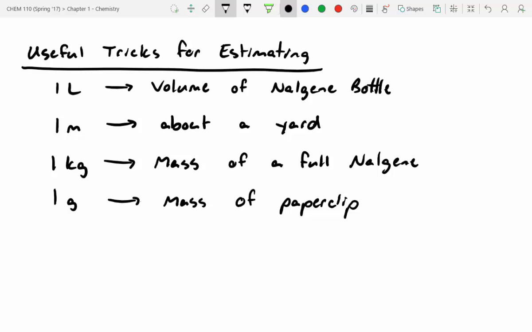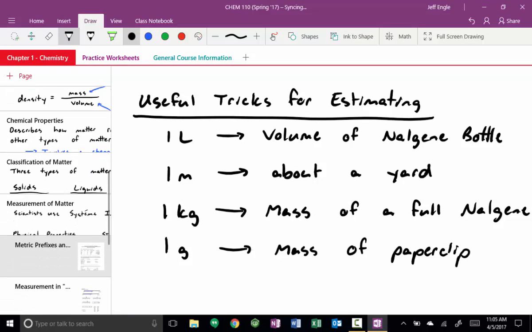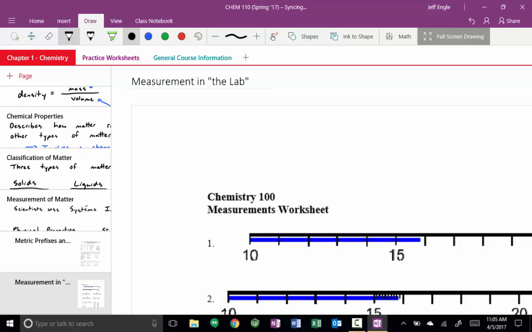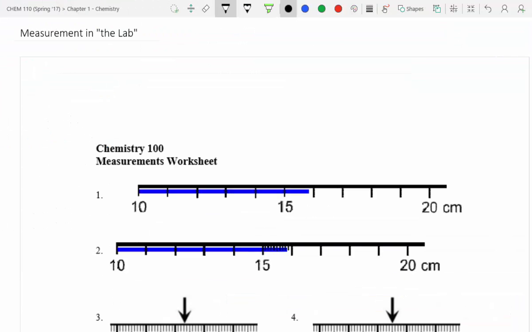Okay, so let's talk about measuring things in the lab where we don't want to just ballpark it. We actually want to come up with a definite number. And in order to do this, I want you guys to grab this worksheet.